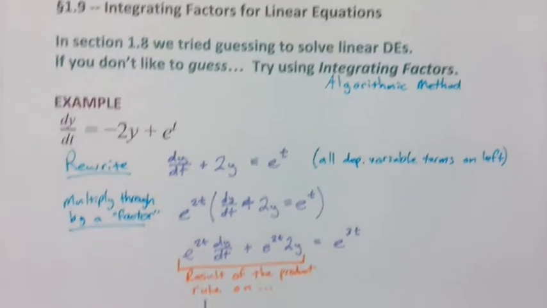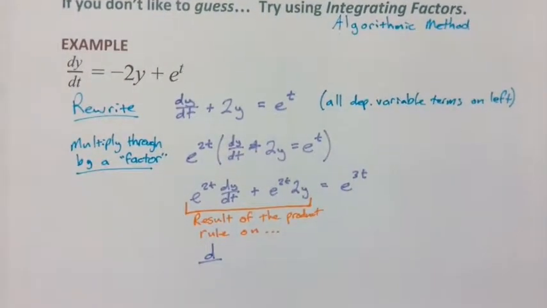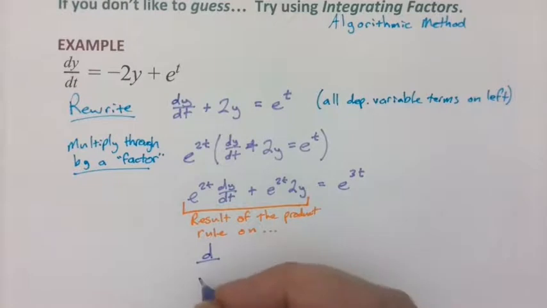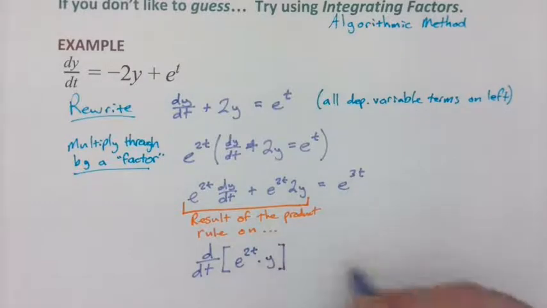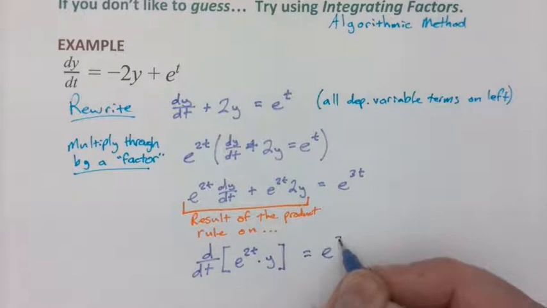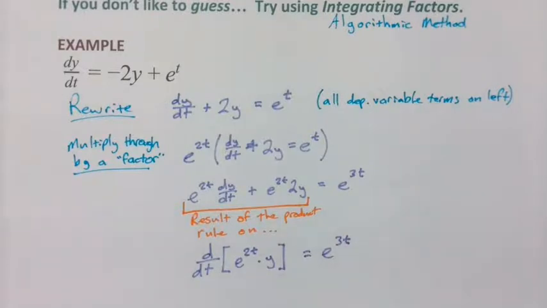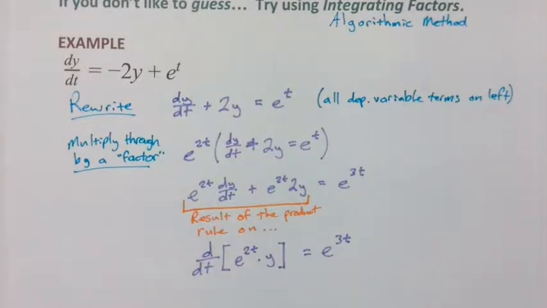Whoops, I've got to scoop my paper up. Sorry, I'm getting used to using this video machine here. The derivative with respect to t of e to the 2t times y. The other side is just hanging out, it's still e to the 3t. I'm going to hit pause for a second, and I want you to convince yourself that what I'm doing right here is the same thing as what I've written up above, the part underlined in orange. So hit pause for a second and convince yourself of that.